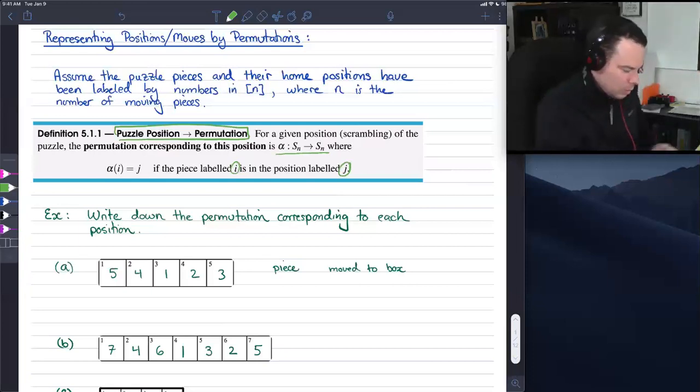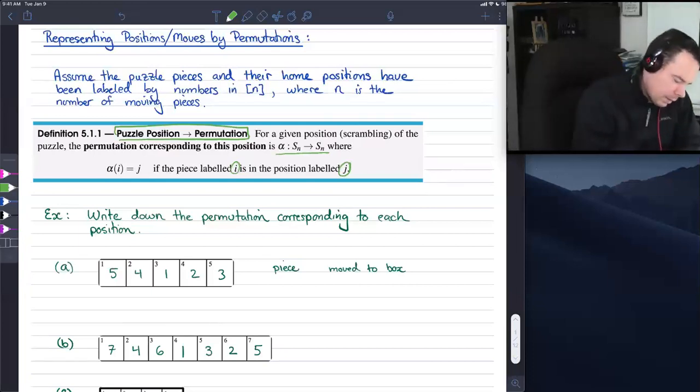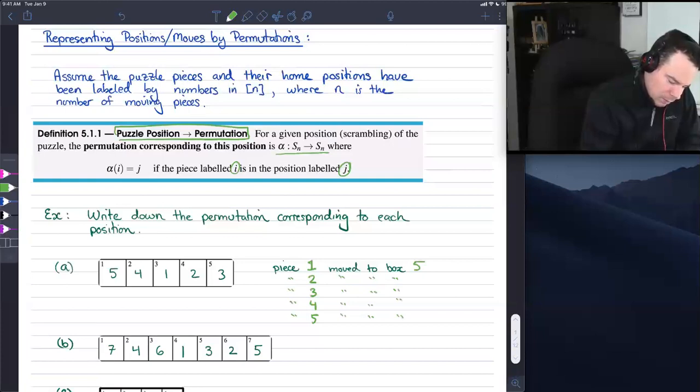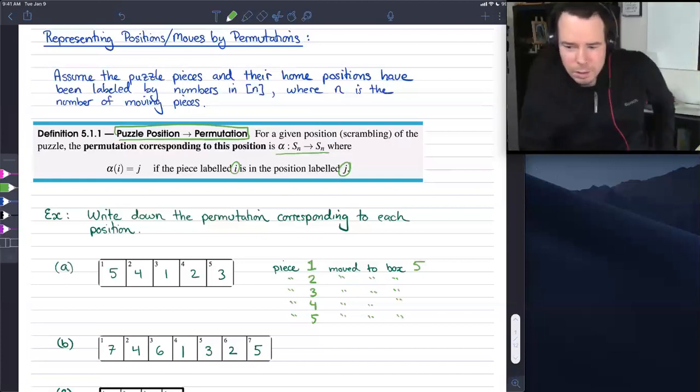So let's think about how to get this in this example. I've got the pieces all mixed up here on a swap puzzle with 5 objects. So I'm going to look and say, okay, where did piece 1 get moved to? It moved to box 5. And then how about piece 2? How about piece 3? How about piece 4? And how about piece 5? These are all ditto marks, meaning that the statement above carries down.